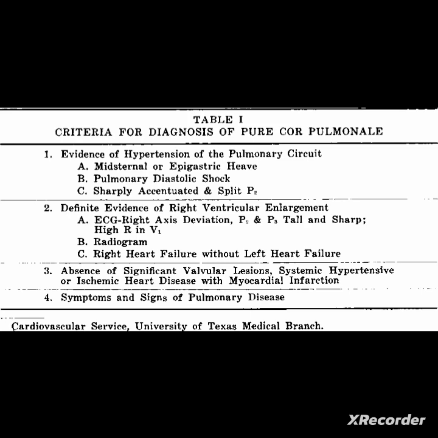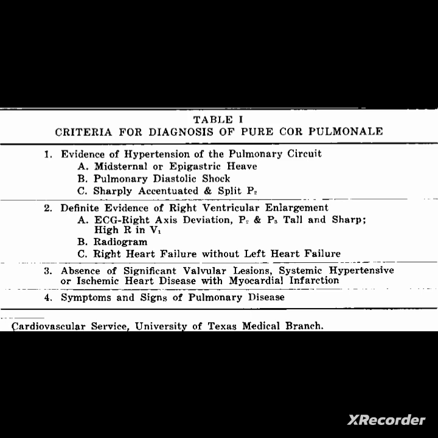Then right heart failure without left heart failure, only right heart failure is present. Then the person has pulmonary problems, like symptoms and signs of pulmonary disease. Then absence of significant valvular disease, systemic hypertensive or ischemic heart disease, or myocardial infarction. All these features will be absent. So when we are diagnosing cor pulmonale, you have to make sure that it is not associated with heart disorders.